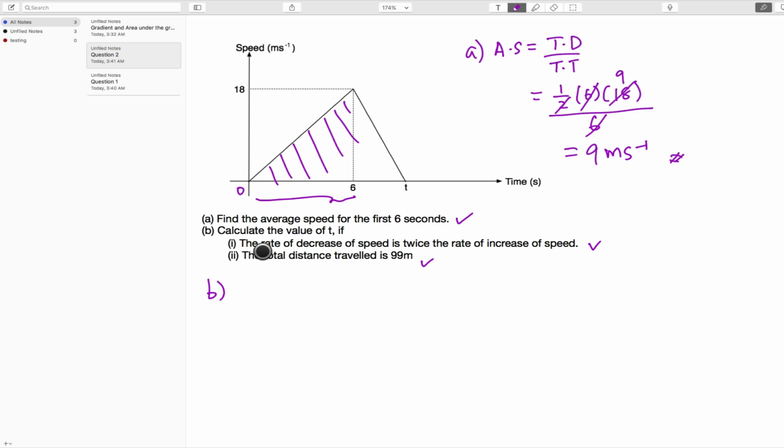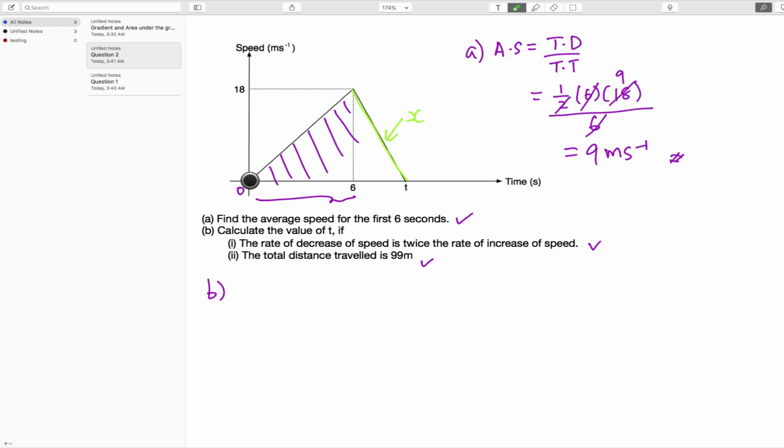Okay, first one. The question says the rate of decrease of speed is twice the rate of increase of speed. When it says rate of decrease of speed, the question is talking about this part, where the speed decreases. So let's say the rate over here is x, and then it says it's twice the rate of increase of speed.